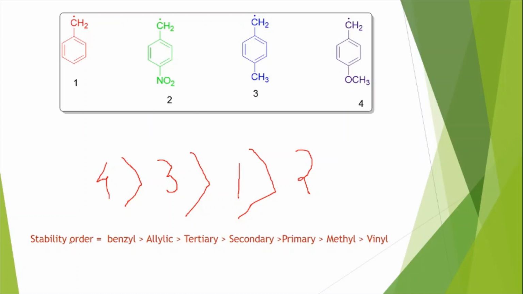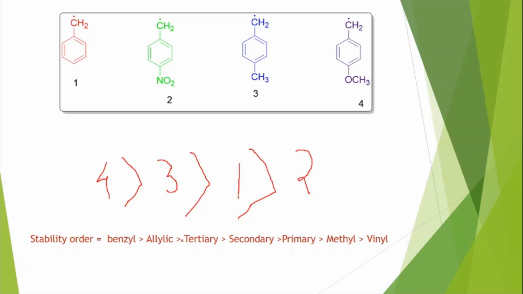Then this is the general stability order. Benzyl radicals are more stable. Why are benzyl radicals more stable? Because in the benzyl radical, the radical is stabilized by resonance, and resonance is more effective than the inductive effect as well as the hyperconjugation effect. That's why the benzyl radical is more stable. Then the second most stable is the allylic radical, because the allylic radical is also stabilized by resonance.